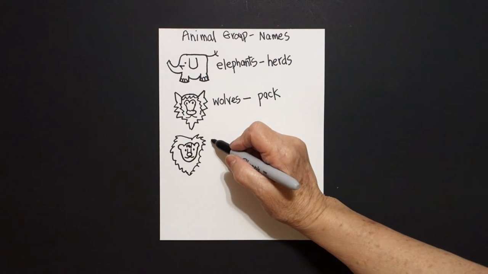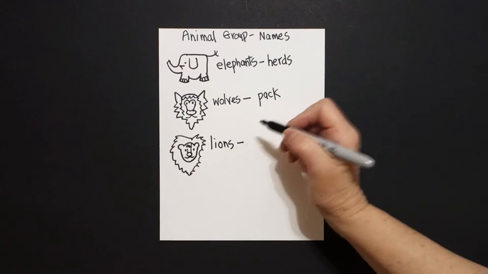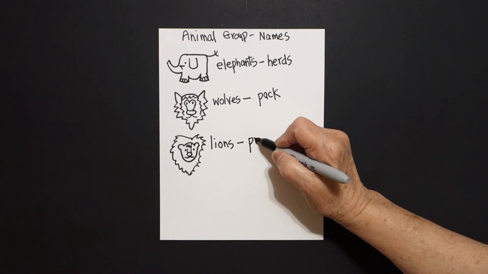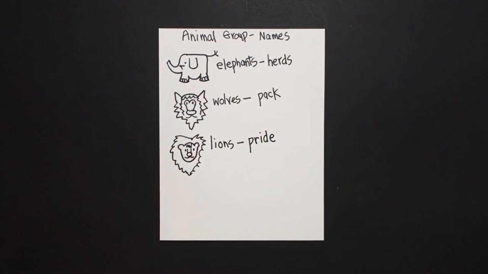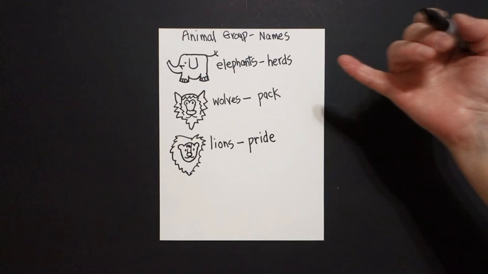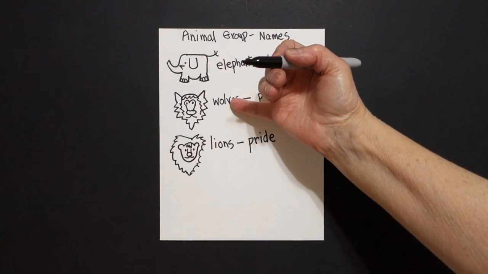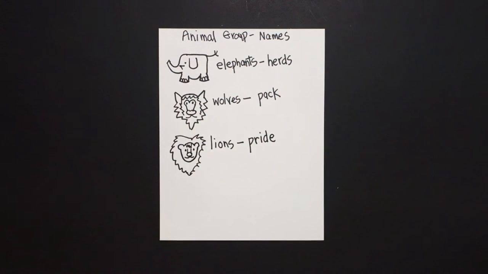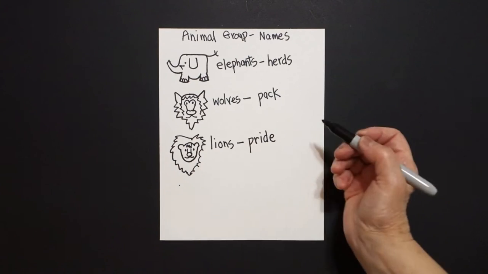This is a lion. If I had more than one, they would be lions. But if I was talking about their group name, I saw a pride of lions traveling the countryside. So each one of these talks about more than one. But each of these is just a picture of one. Okay?